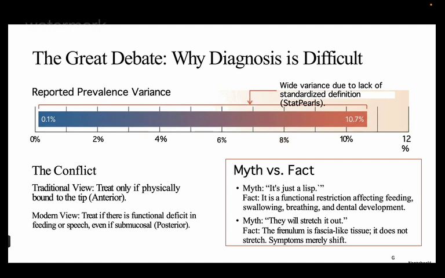But there's another myth: that it will stretch out. The frenulum is a fascial tissue. It does not stretch. Symptoms merely shift. So what this means is there is a problem, but the problem is not going to be addressed. The child can alter their way of eating, their way of speech, everything they can alter, but still the problem exists. So don't consider that it will heal by itself. It is altered, not healed. The basic function has been altered or adjusted by the kid by himself.